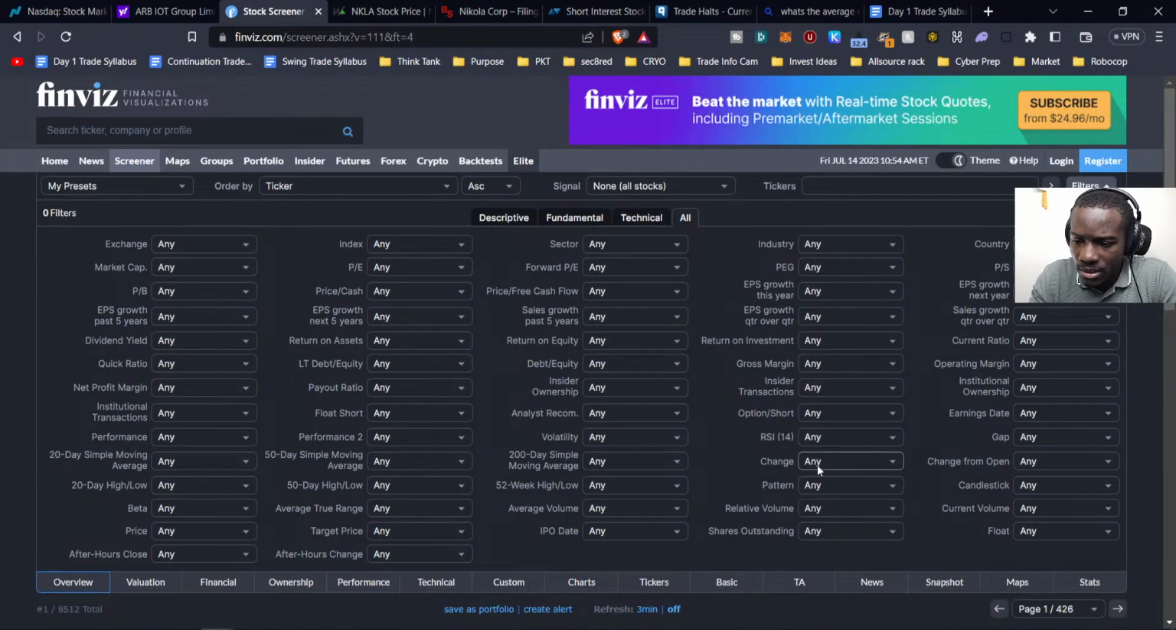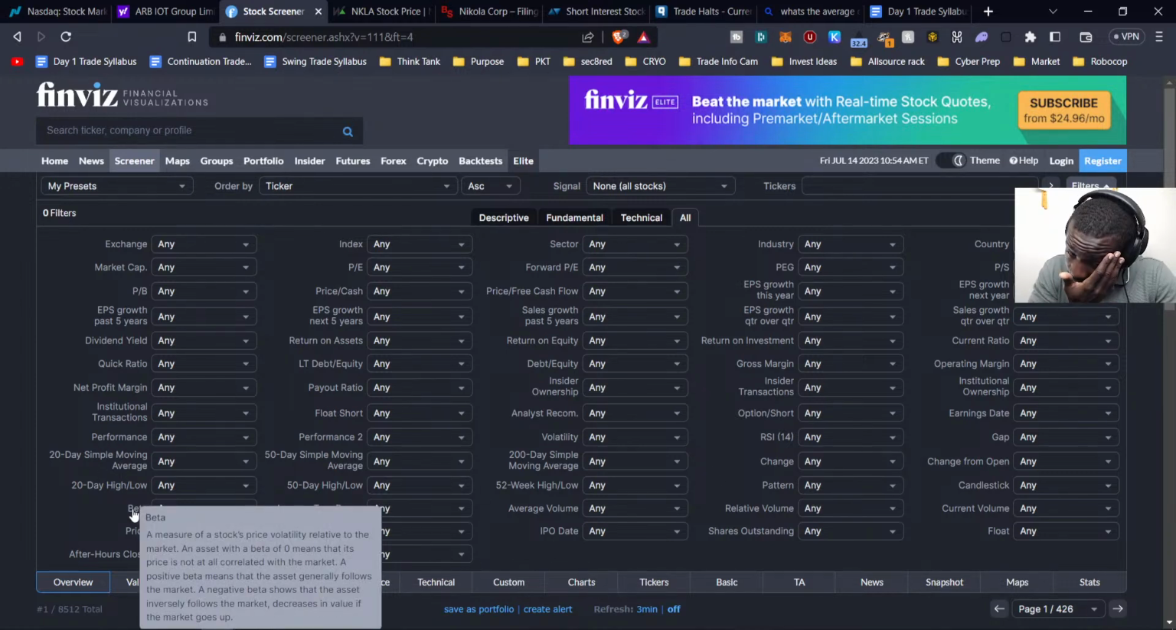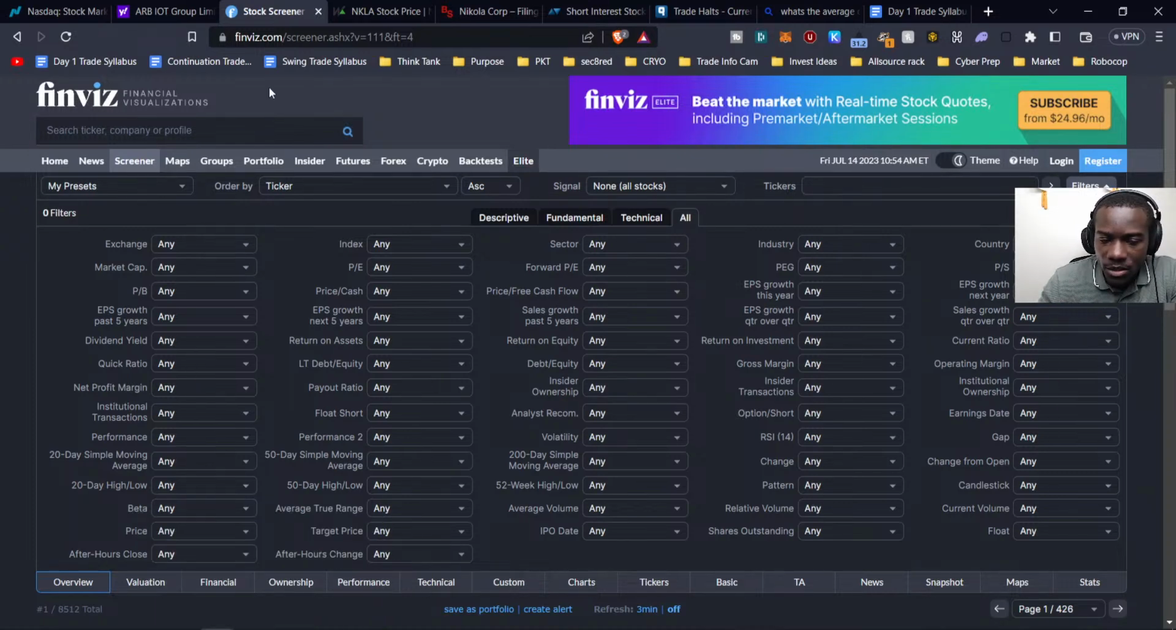Weird. Now I just saw this. Okay. So a measure of the stock market's volatility relative to the market. An asset with a beta of 0 means its price is not at all correlated with the market. A positive beta means the asset generally follows the market. A negative beta shows that the asset inversely follows the market, decreasing in value if the market goes up.